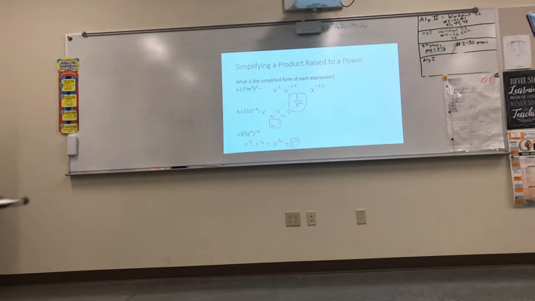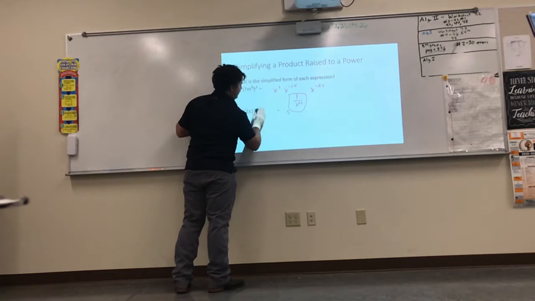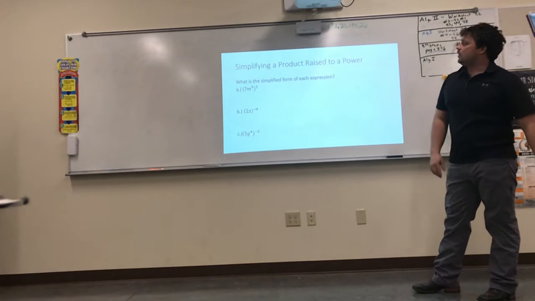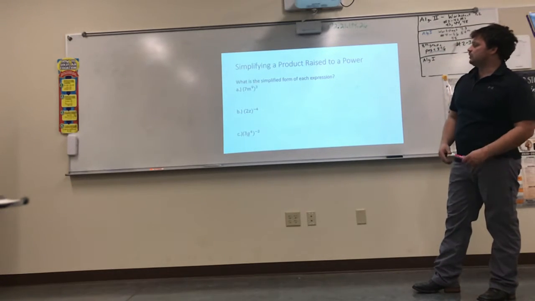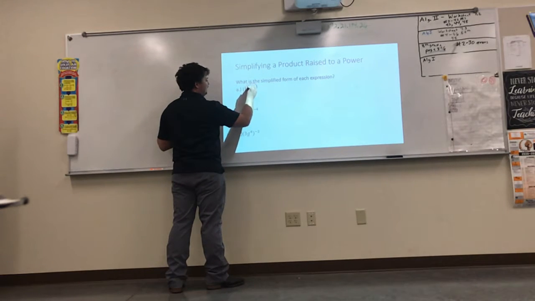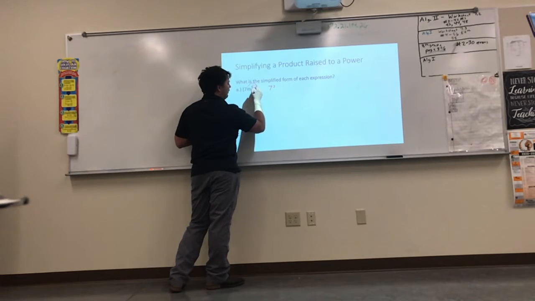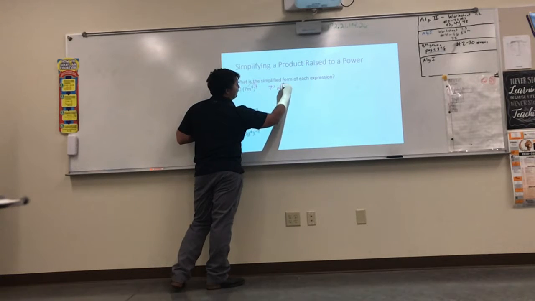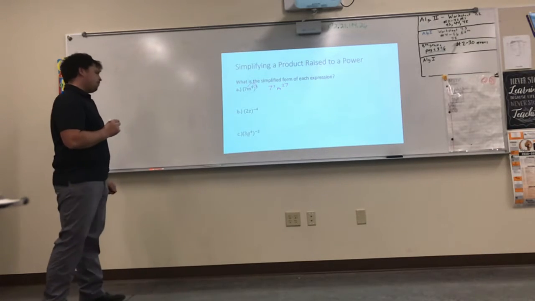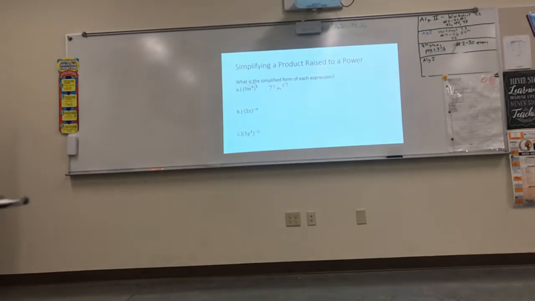Alright, simplifying a product raised to a power. Alright, so what is the simplified form of each expression? We have these parentheses now. We have to distribute the exponent into the parentheses to each object. So we're going to have 7^3. When we have a power to a power, we're going to multiply, so we're going to get m^27. If you take 7 times 7 times 7, I'm trying to think what you should get. I want to believe it's like 343.